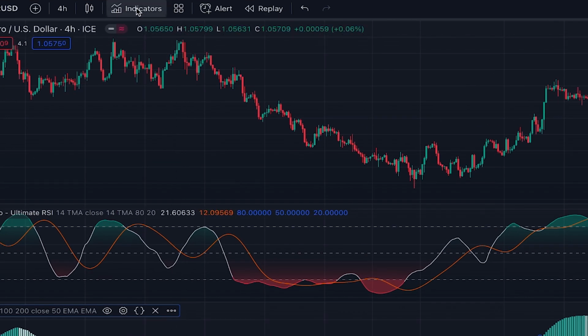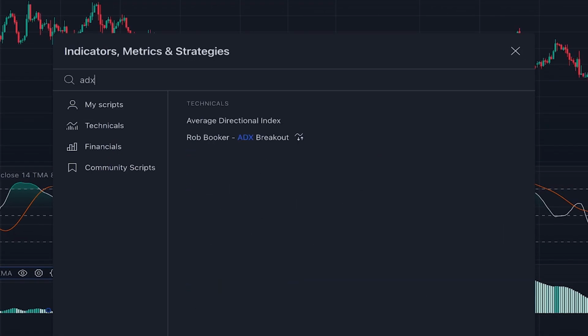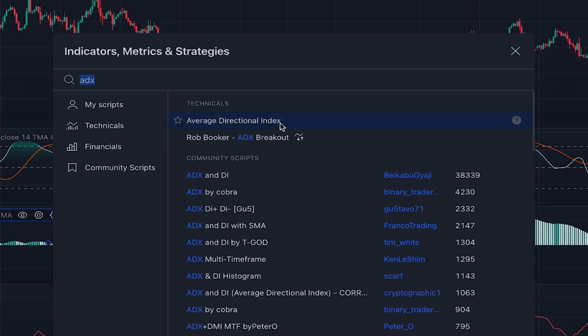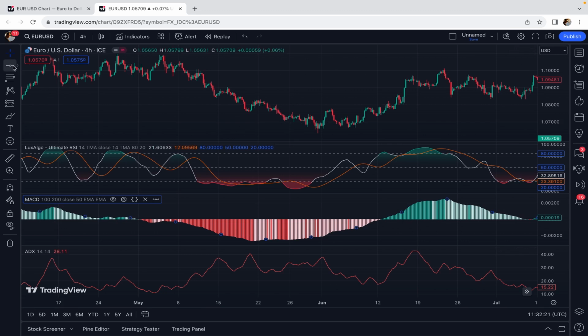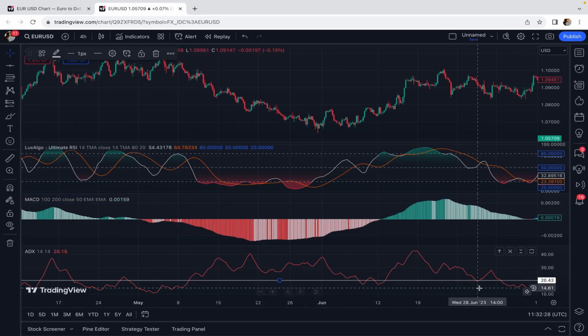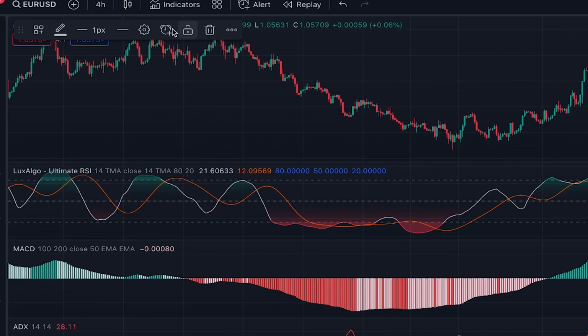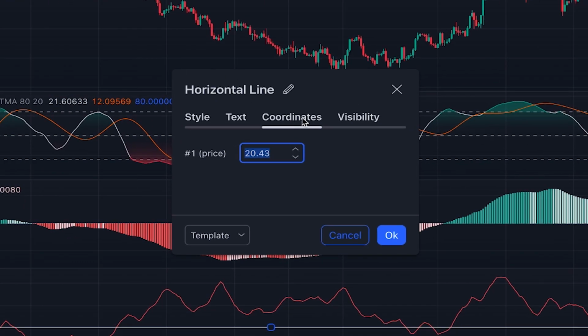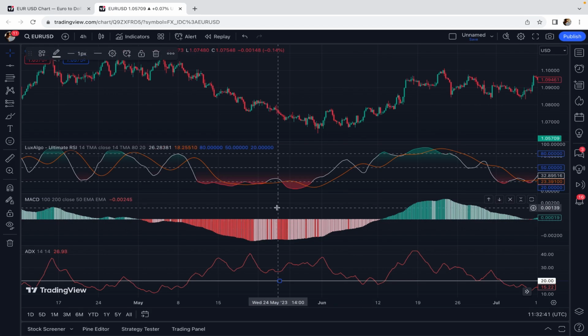And the next indicator that we want to add is ADX, this one, average directional index. And we will use this indicator with its default settings, and we just need to add a horizontal line here at 20 level. And in case it's not set at 20, you can go to the line settings, and here in the coordinates tab, you can easily set it at 20. Alright, everything is already set on the chart.